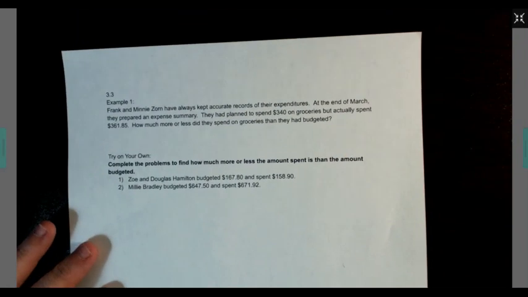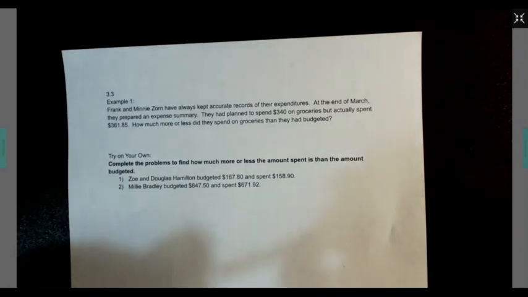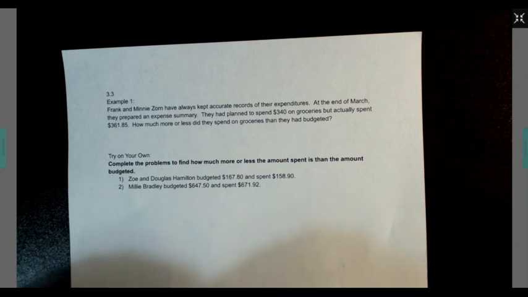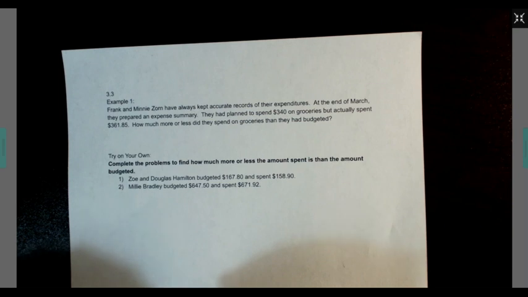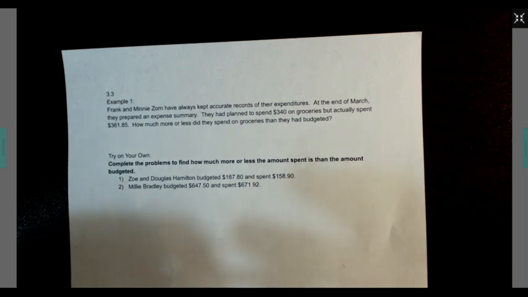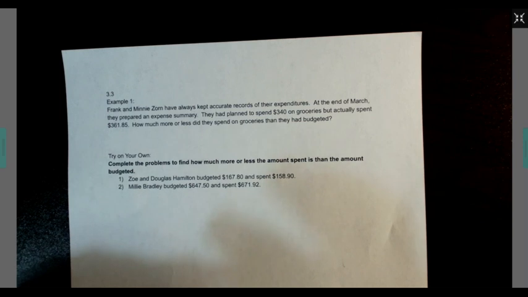Let's dive into our one example for today. Our example states, Frank and Minnie Zorn have always kept accurate records of their expenditures. At the end of March, they prepared an expense summary. They had planned to spend $340 on groceries, but actually spent $361.85. How much more or less did they spend on groceries than they had budgeted?